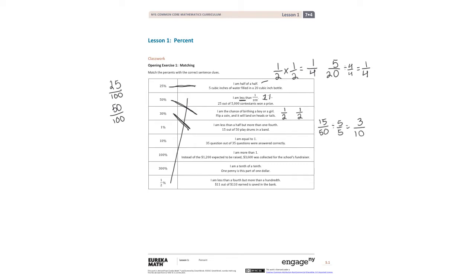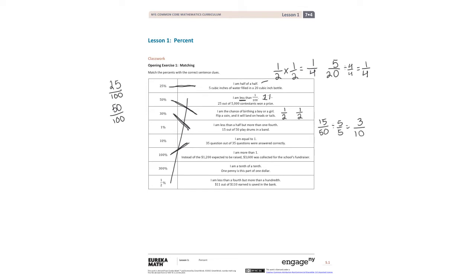Now, I am equal to 1, and 35 questions out of 35 questions were answered correctly. Well, let's think about this on a test. If you scored 35 points out of 35 points, what percentage did you receive? Well, you received 100%. So we're going to go ahead and match that.